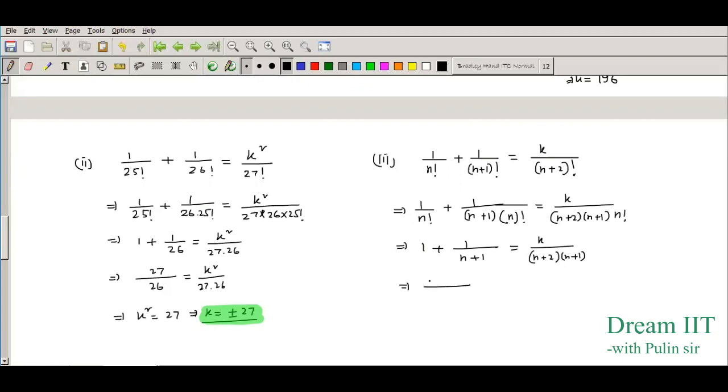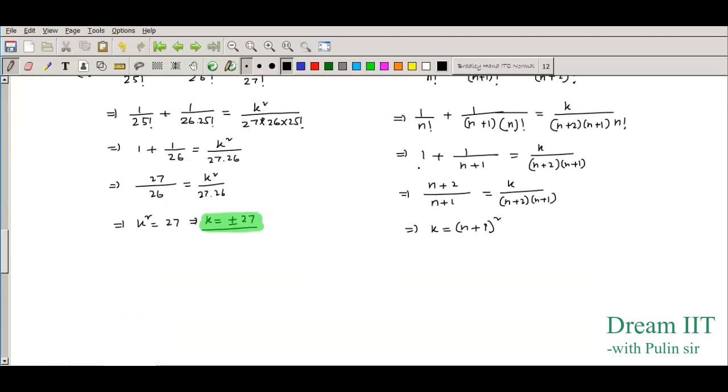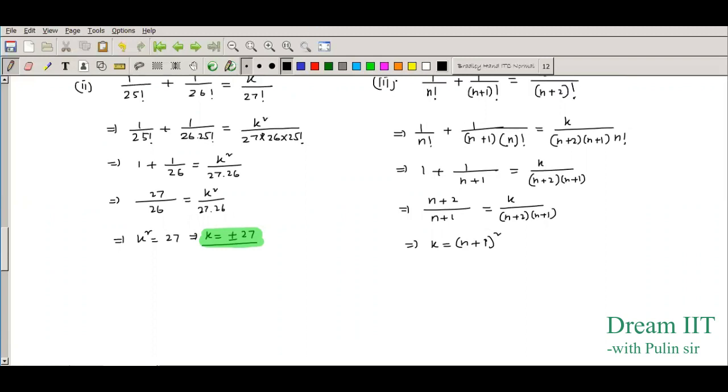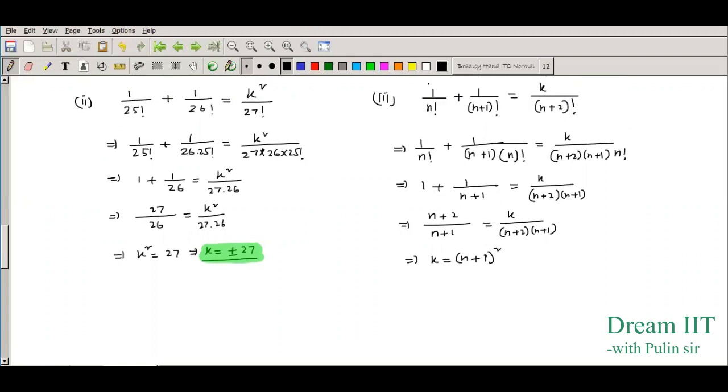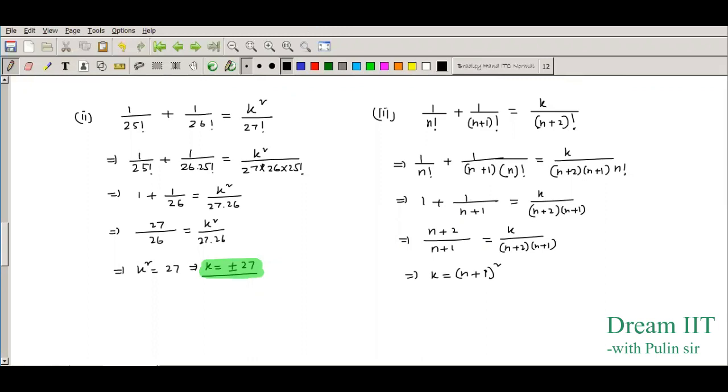So what does that imply? If you simplify, the pattern of the three problems we did is very, very similar. Here n plus 1 will cancel, so that will be n plus 1 whole square. The very important thing you need to observe is that if the problem is of this kind, the value of k at this place is always equal to the square of the number whose factorial is formed. So it is always the observation.